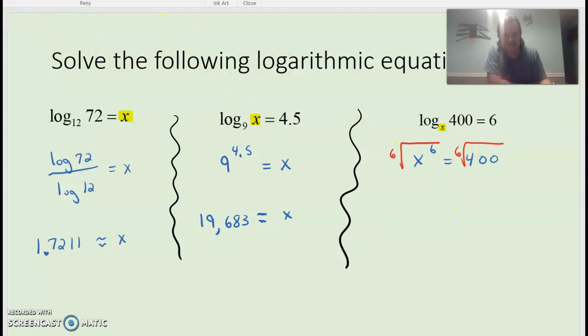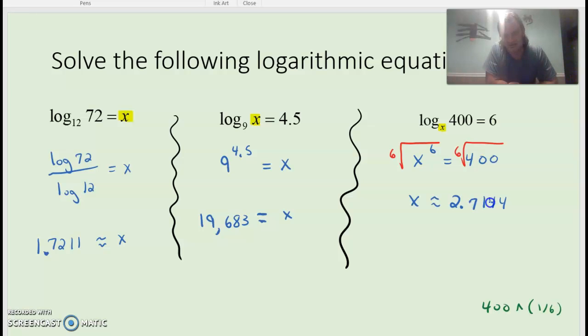And just as a quick note off to the side here, you could do 400 raised to the 1/6. Remember, the 6th root is the same thing as an exponent of 1/6. But this would give me x is approximately, when I take the 6th root of 400, I get about 2.714.